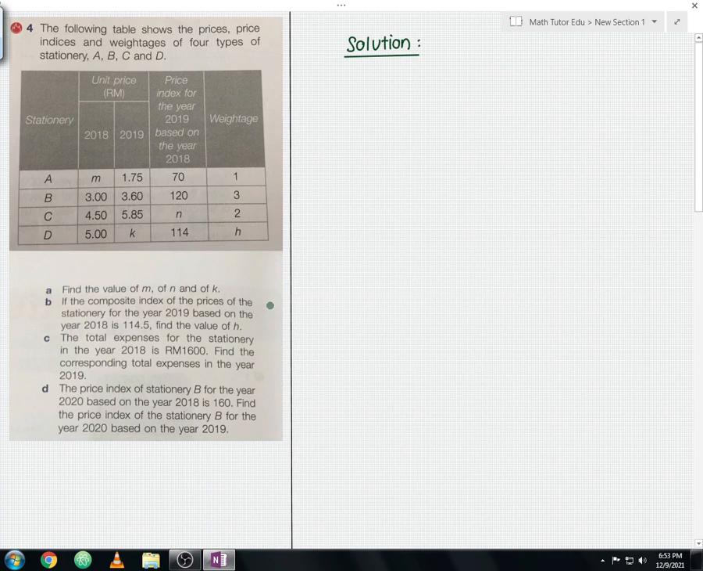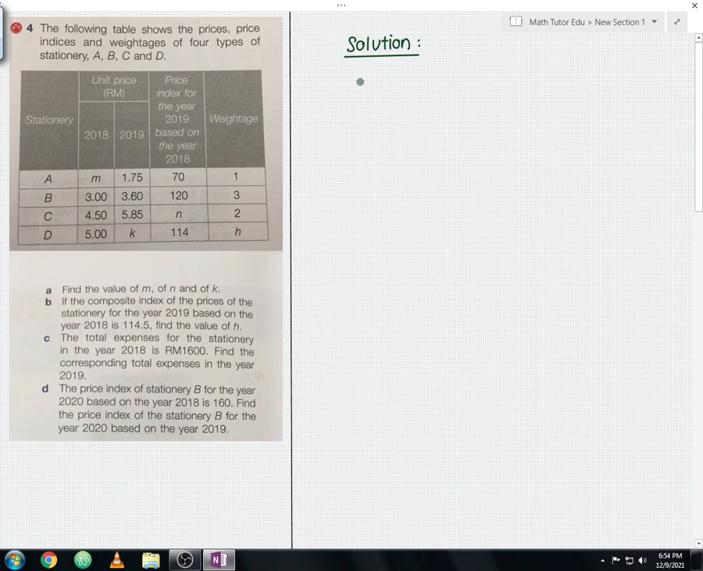For the question part B, if the composite index of the prices of the stationery for the year 2019 based on the year 2018 is 114.5, find the value of H. Continue to read the question part C. The total expenses for the stationery in the year 2018 is 1600 ringgit. Find the corresponding total expenses in the year 2019. For the question part D, the price index of stationery B for the year 2020 based on the year 2018 is 160. Find the price index of the stationery B for the year 2020 based on the year 2019.